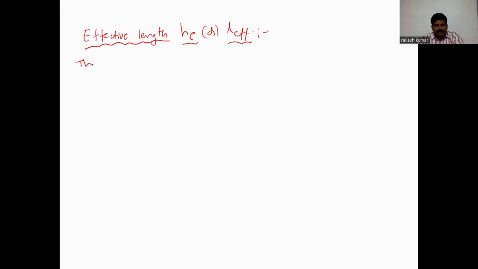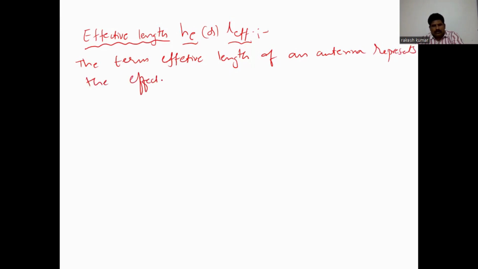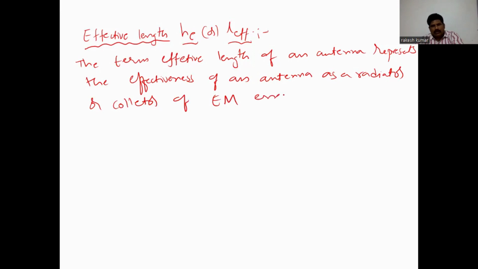So the term effective length of an antenna represents the effectiveness of an antenna as a radiator or collector of electromagnetic energy. So this is the definition.